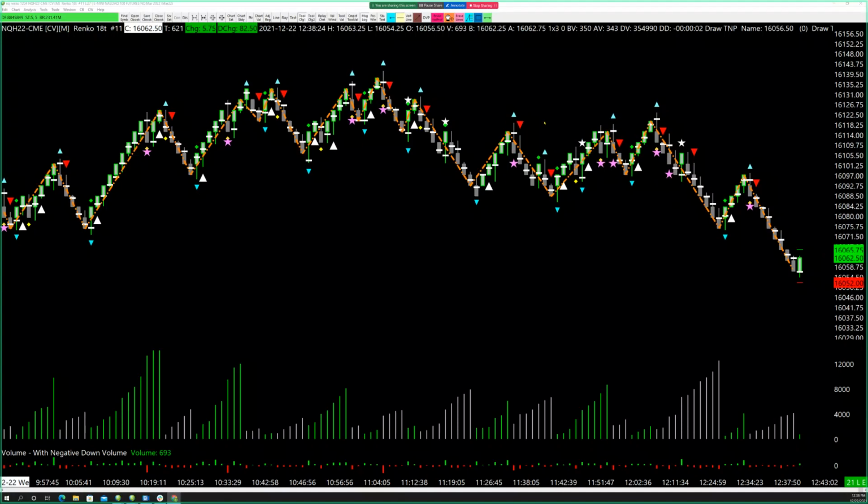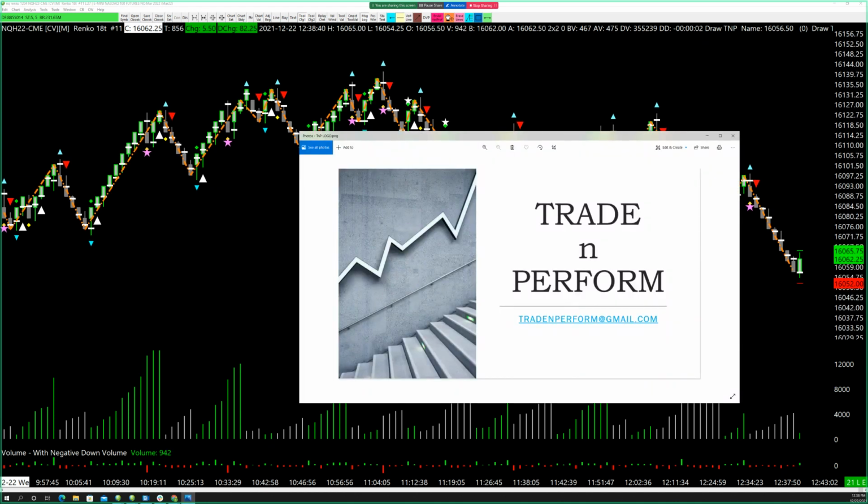Trade and Perform Coaching. I wanted to do a quick update on just how to integrate the waves with the stars, especially on trend day up. You know, trend day up is so dangerous when you're looking for a short. The risk of getting run over on a day like today is significant, right?